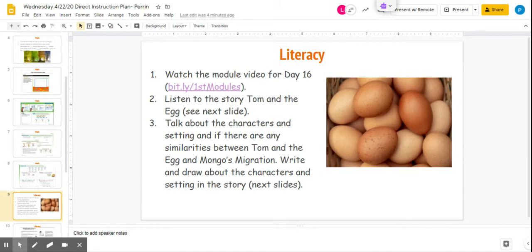I want you to talk about the characters and setting, if there are any similarities between Tom and the Egg and Mongo's Migration that we read yesterday. I want you to write and draw about the characters and setting in the story in your journal.